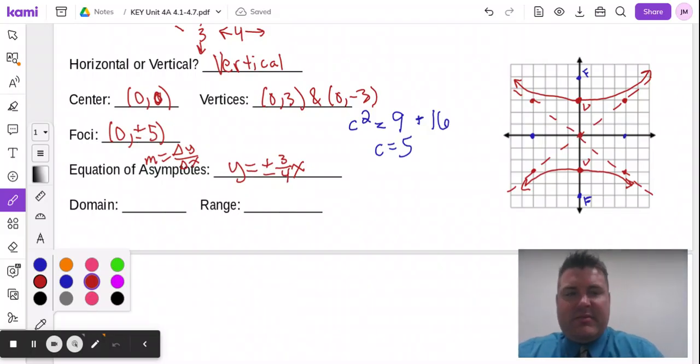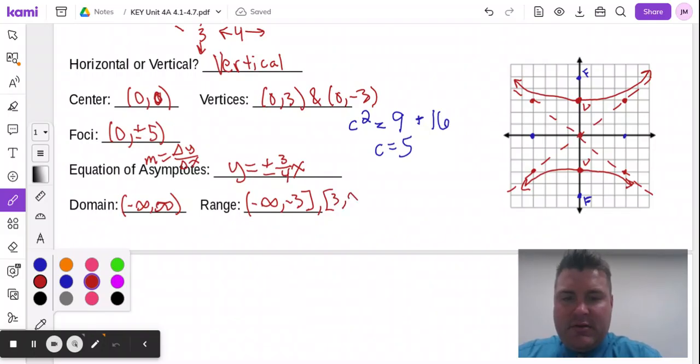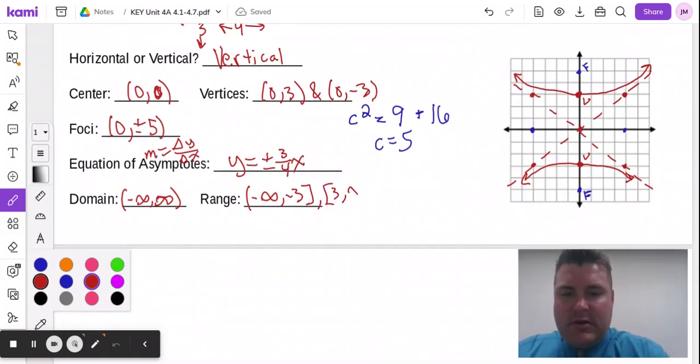Okay, so this domain for this one is going to touch all x's. So we're going to go from negative infinity to positive infinity. And our range here is going to go from negative infinity, that will touch negative 3, and we'll go from 3 to infinity.